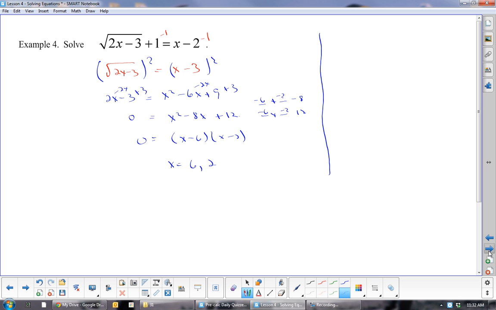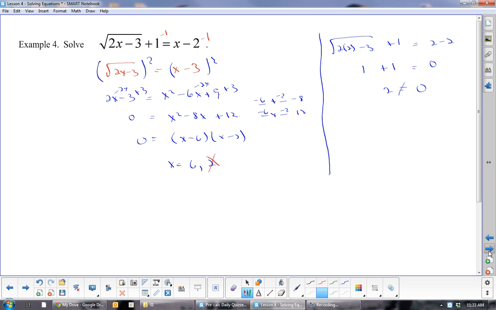So let's try checking 2. If I put 2 in there, square root of 2 times 2 minus 3, plus 1 equals 2 minus 2. 2 times 2 is 4, minus 3 is 1. The square root of 1 is 1. So 1 plus 1 equals 0. 2 equals 0. No. So 2 does not work. 2 is not a solution.